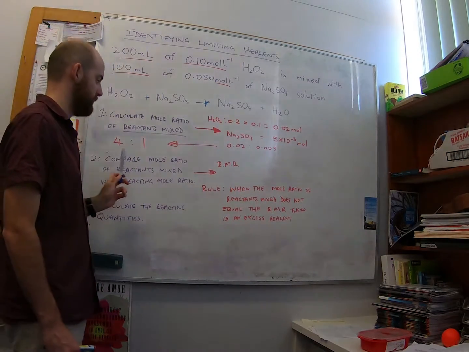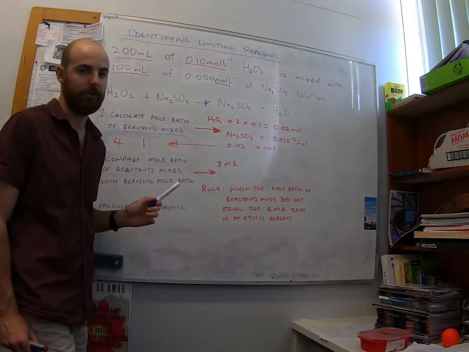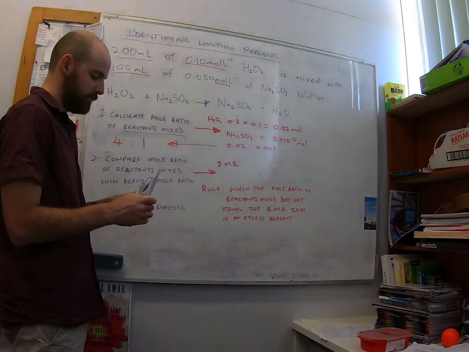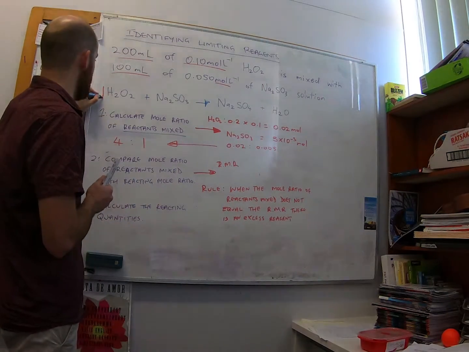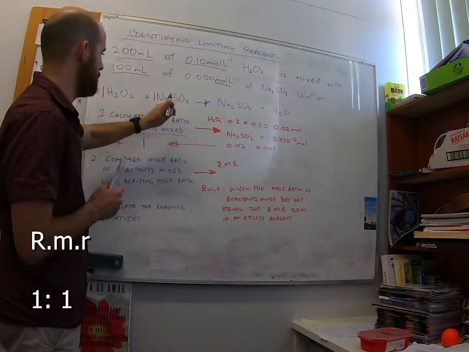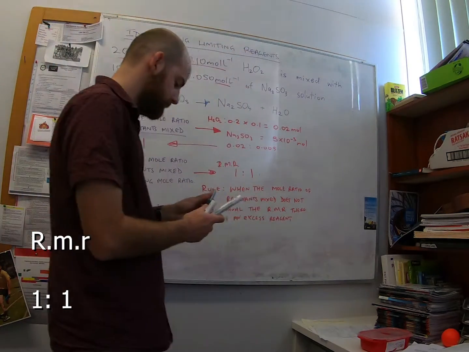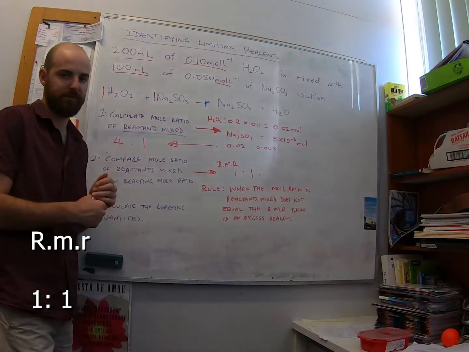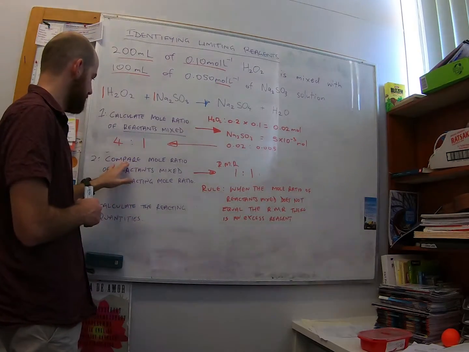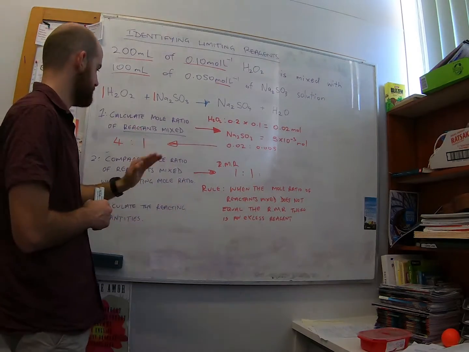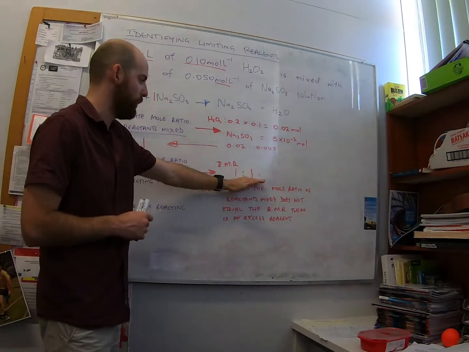Step 2 is to find our reacting mole ratio, right, which we get from the equation. In this example, our reacting mole ratio is 1 to 1 because we've got one part of each reactant, so 1 to 1. And as part of step 2, we have to compare our two ratios. Okay, compare the mole ratio of reactants mixed with the reacting mole ratio. So we've got 4 to 1 and 1 to 1.